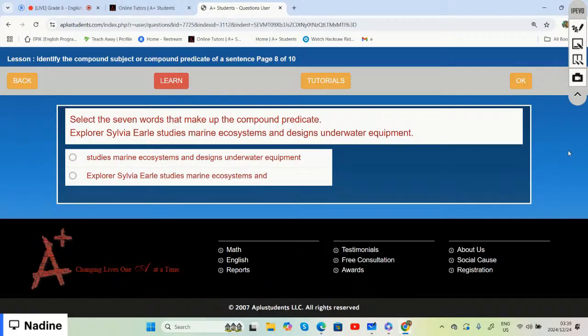And if we were to select our compound predicate, remember the predicate. Is it option one, studies marine ecosystems and designs underwater equipment? Or is it option two, explorer Sylvia Earle studies marine ecosystems and? We need to select seven words.